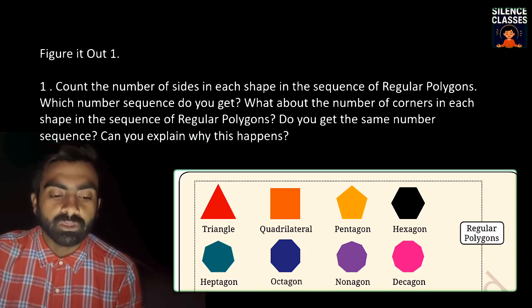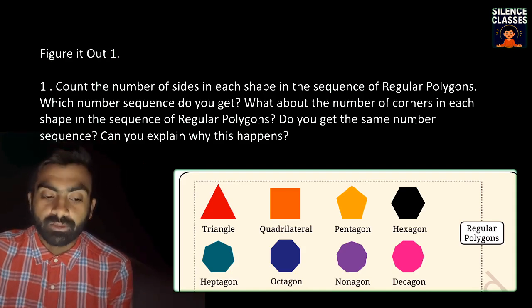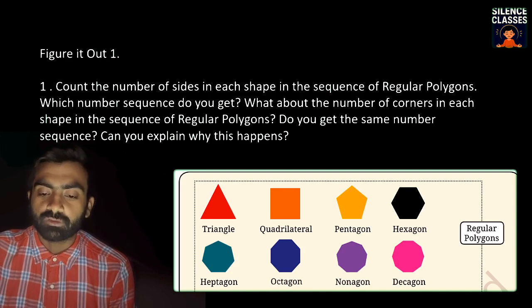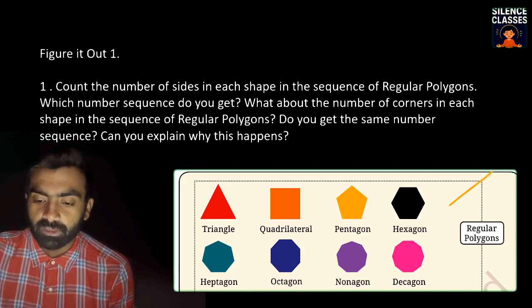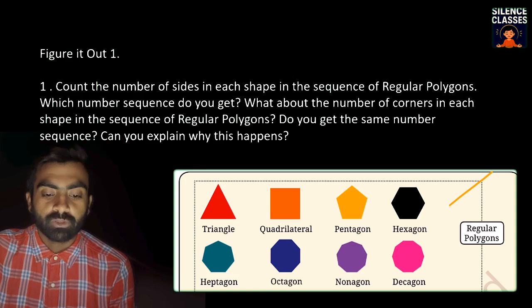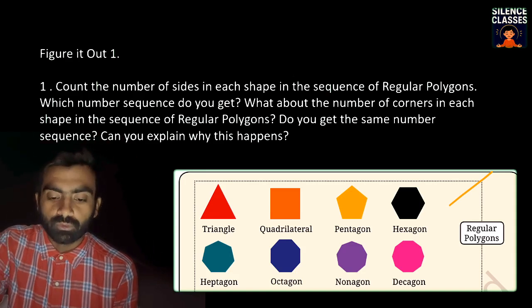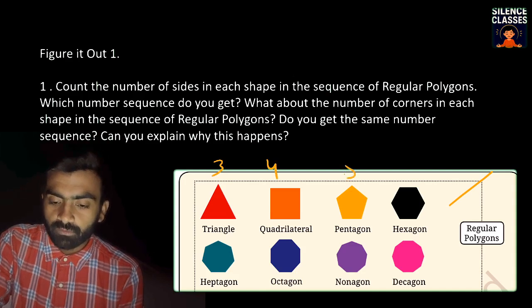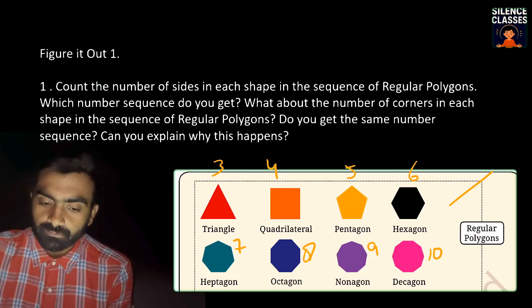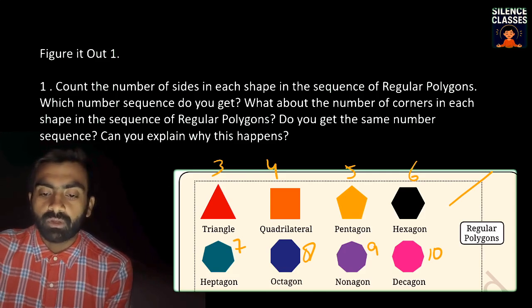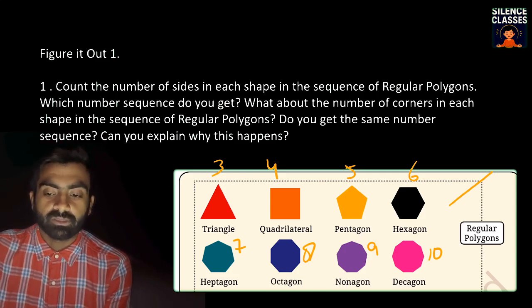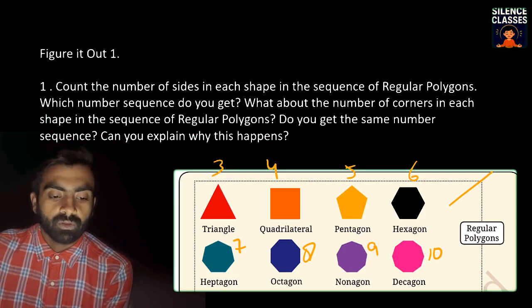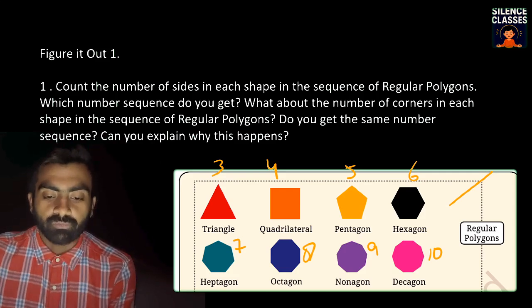Now let's move to Figure it Out, question number 1. Count the number of sides in each shape in the sequence of regular polygons, which is given over here. I made the figure. Which number sequence do we get? I've already told you, in this sequence we get the counting numbers, that is 3 4 5 6 7 8 9 10.